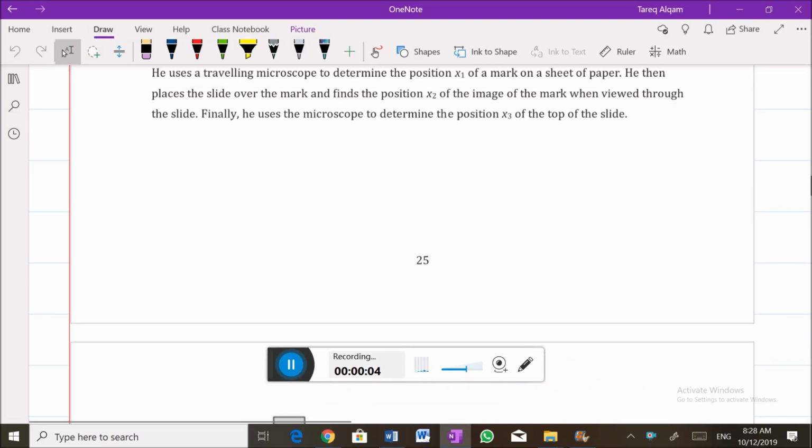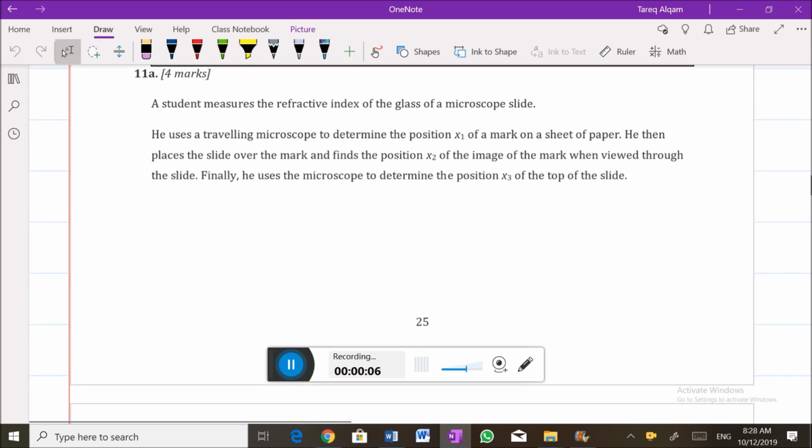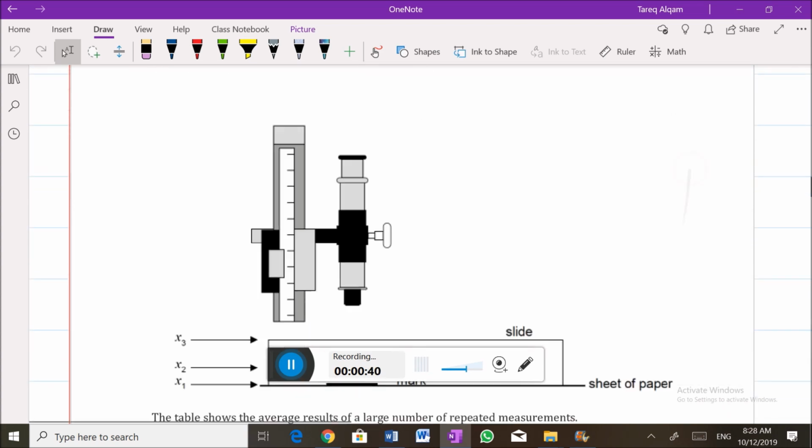This is a question about refractive index. A student measures the refractive index of a glass microscope slide. The question will give you the instructions followed through this experiment. Use a traveling microscope to determine position x1 of a mark on a sheet of paper. He then places a slide over the mark and finds the position x2 of the image when viewed through the slide. Finally, he uses the microscope to determine the position x3 of the top of the slide.